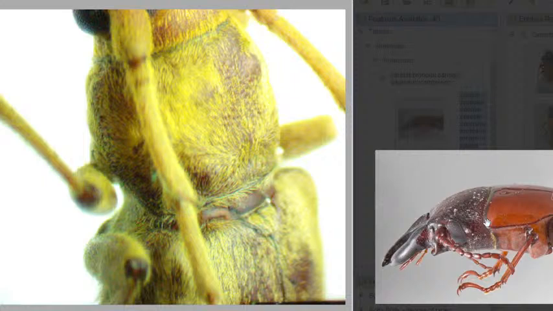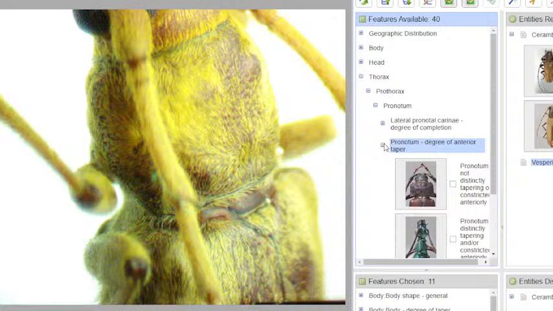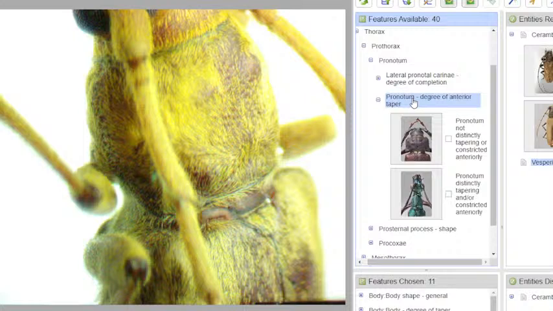And if you look at our specimen, there's no crease. It tends to be very, very round. And so for our answer, we are going to end up saying that it is absent, because there's no crease right there. Not distinctly tapered.